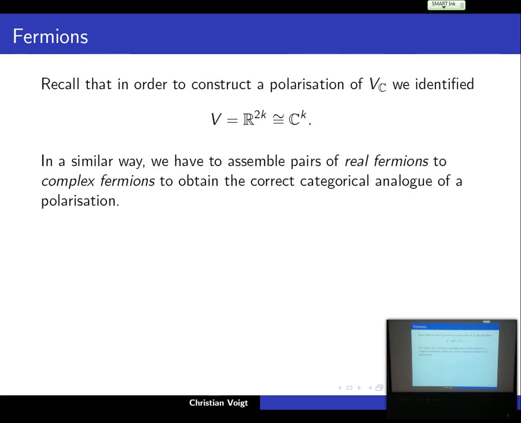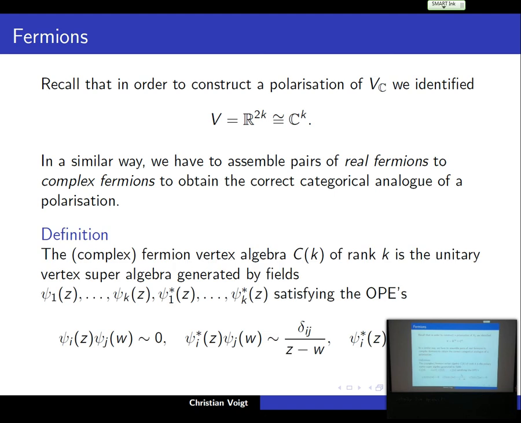So in other words, instead of working with real fermions, we have to pair two real fermions into a complex fermion. You can do that. You get another vertex algebra in this way. And this is like passing from R^2 to C, and that's what you get.